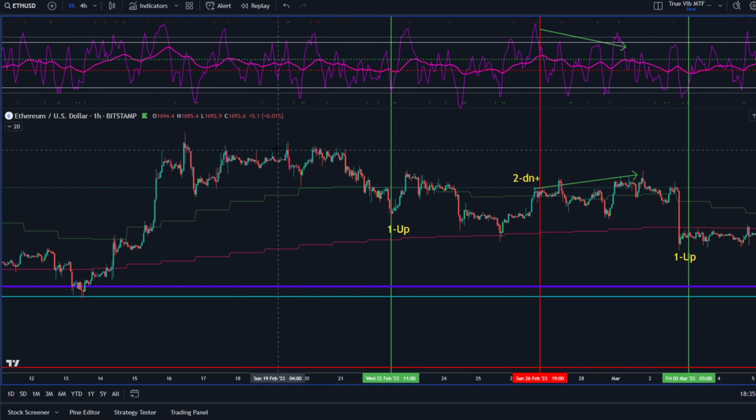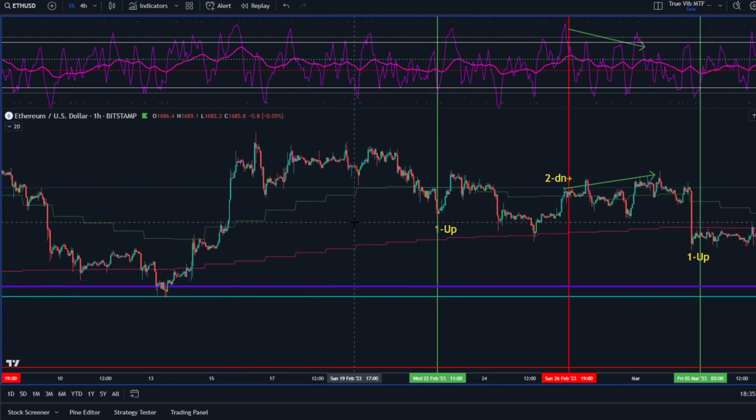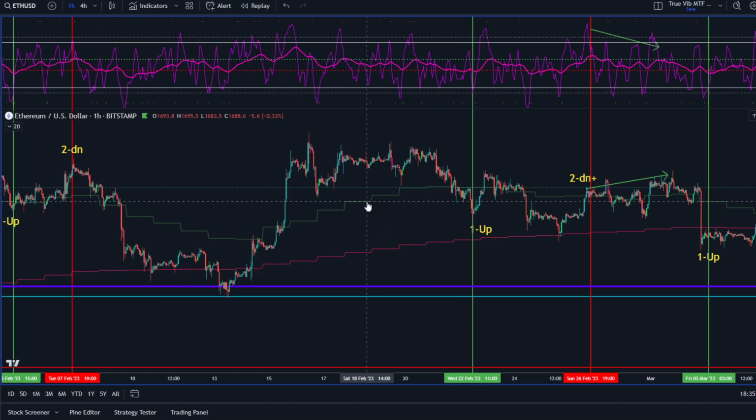When you're in the midst of a 1 up on the 4 hour, you're not getting 1 downs, because then your particular time frame has to be a 1 hour for that. You can only have 1 ups when in 1 up. Does it make sense? So if I'm on the 4 hour, the only thing I can get on the 1 hour is a 1 up. I'm not going to get a 1 down.